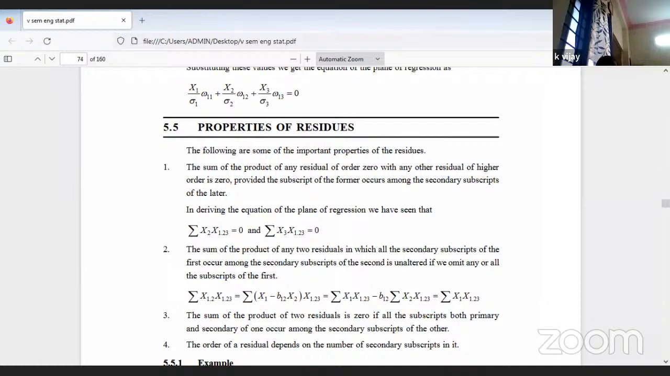So look, what have we written here: sigma x1.2 x1.3, that is sigma x1 minus b12.3 x2 times x1.3. This value may be written as x1 minus x1.23 minus b12 x1.23. So it is equal to sigma x1 x1.23, as we write.